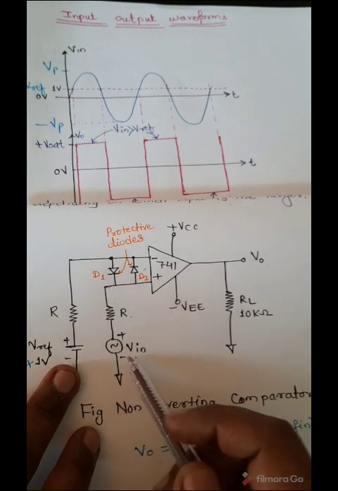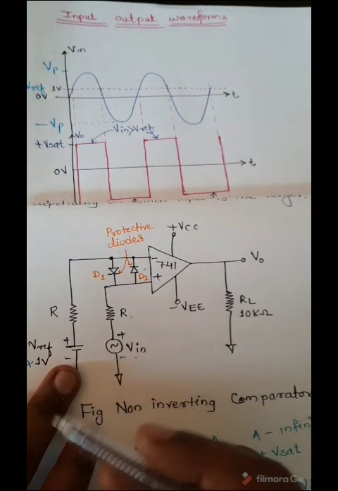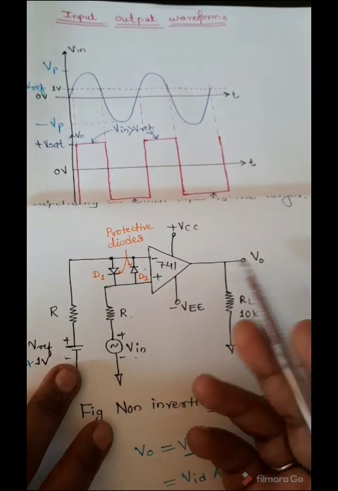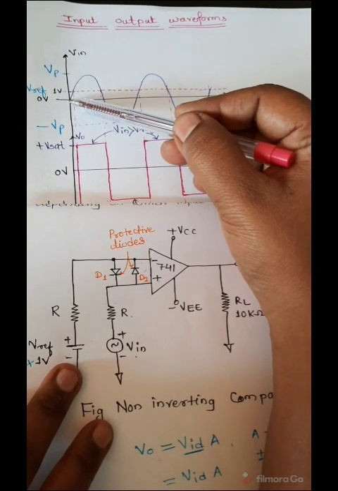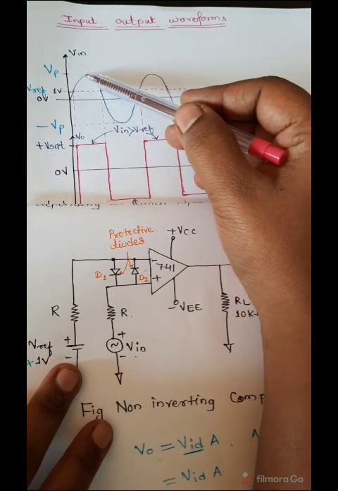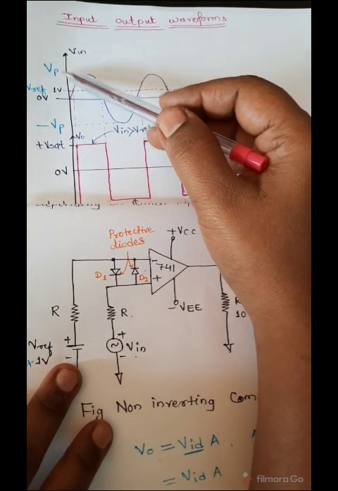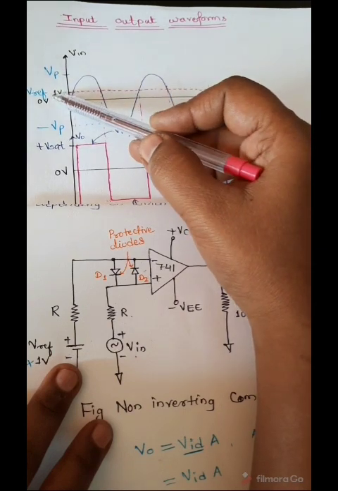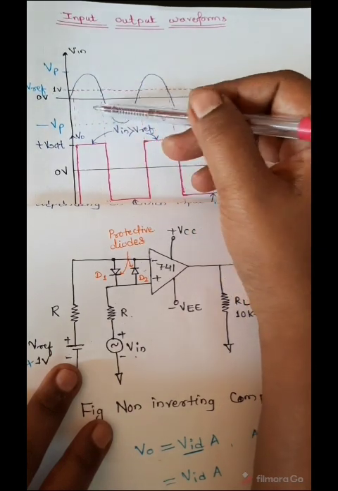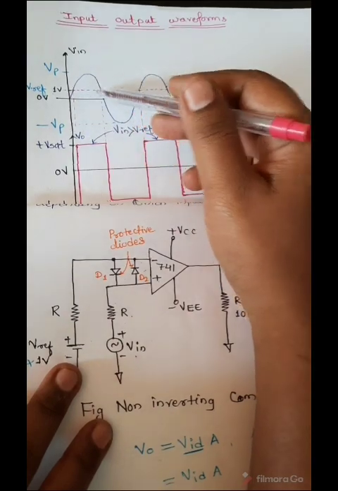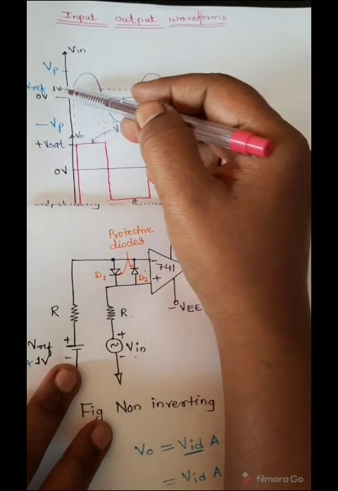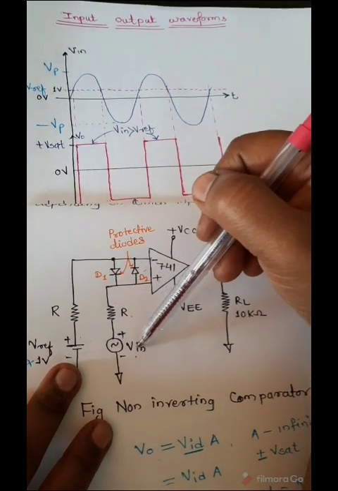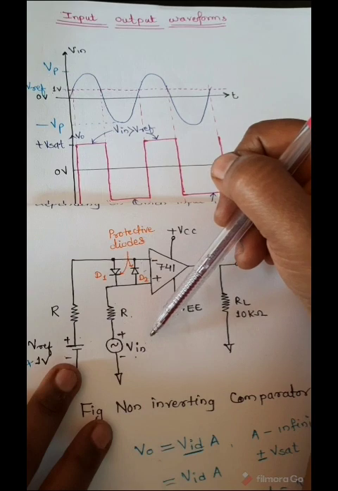So, we have to keep in mind that Vin should cross the reference voltage, then only there will be switching of the output waveform. We are providing the sinusoidal input signal with a positive peak voltage Vp, which is greater than the +1 reference voltage, and it has a negative peak as well. Reference voltage is given to the inverting input terminal, and Vin is given to the non-inverting input terminal.